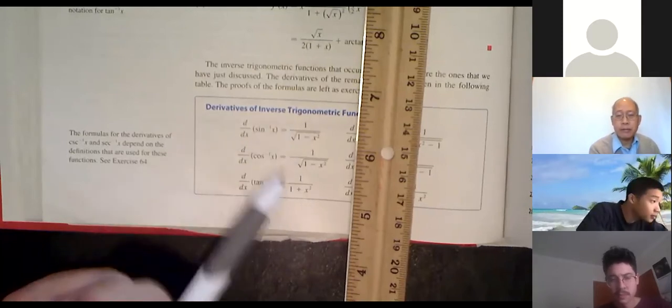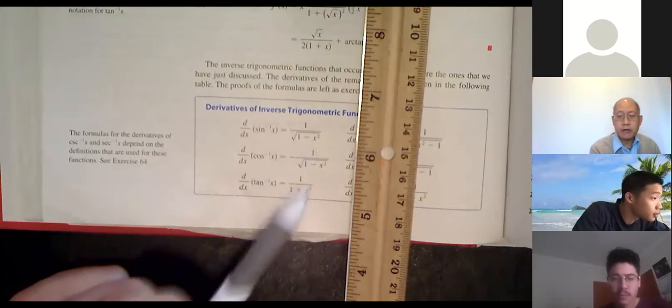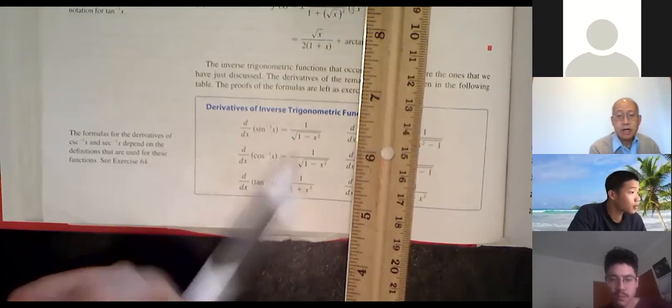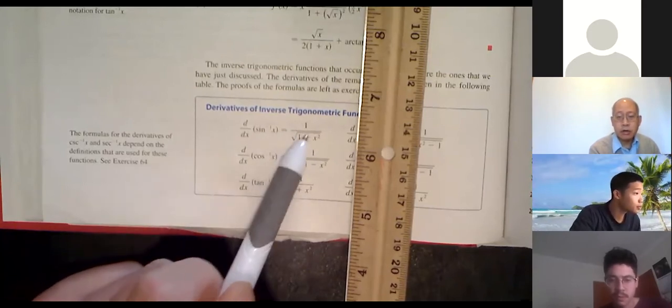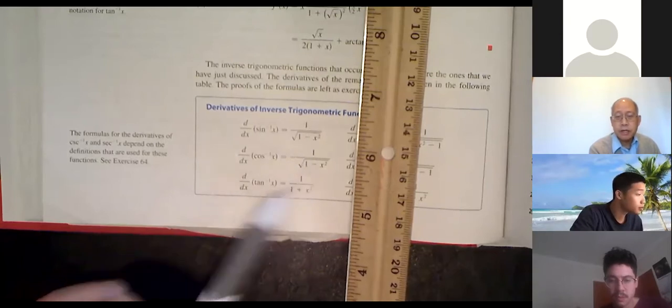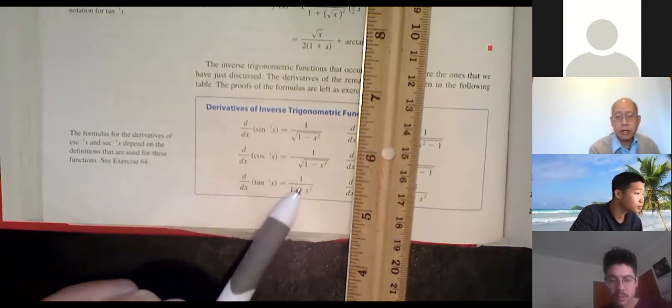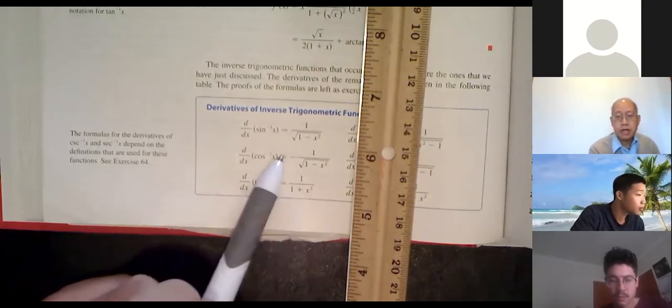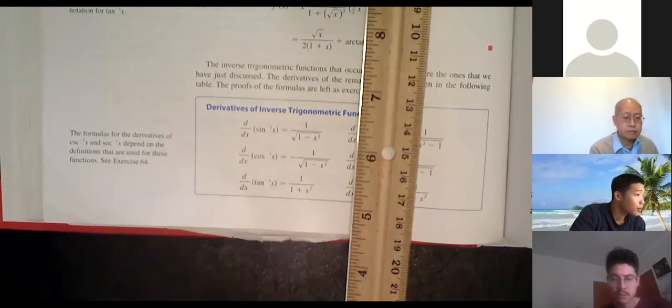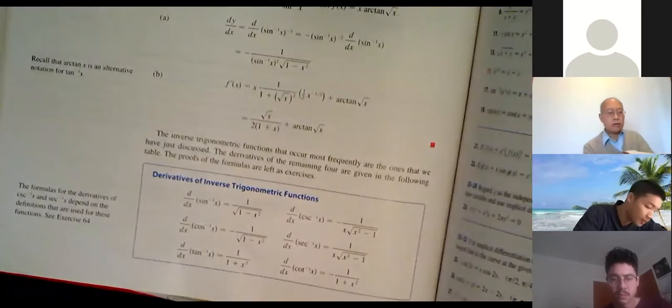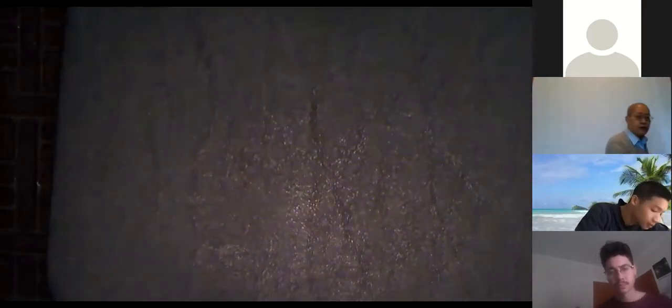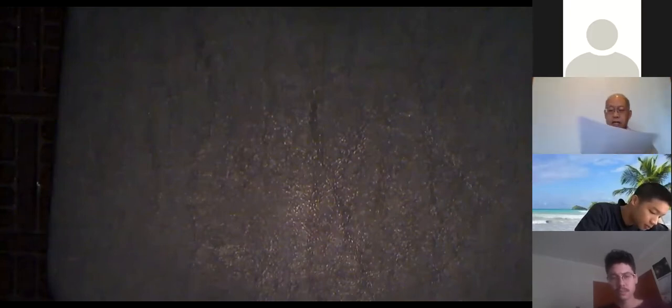So that's what I would tell you if we were meeting face to face in terms of how you memorize this crazy thing, right? They all have a 1 on top. The bottom, they all have a 1. They all have an x squared. Inverse sine and inverse cosine, square root, minus. Inverse tangent, no square root, and there's a plus. Inverse cosine, there's a negative. All right, so now let's do some problems involving these derivatives, and then that's pretty much about it.